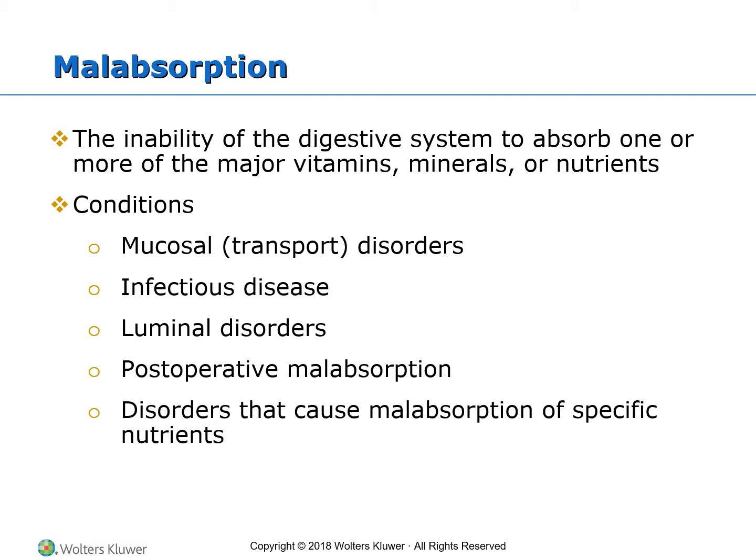Malabsorption can be caused by mucosal disorders like celiac disease, Crohn's disease, or radiation enteritis. Luminal disorders such as bile acid deficiency or Zollinger-Ellison syndrome. Pancreatic insufficiency, chronic pancreatitis, and small bowel bacterial overgrowth. And then lymphatic obstructions usually are from surgical trauma or neoplasms.